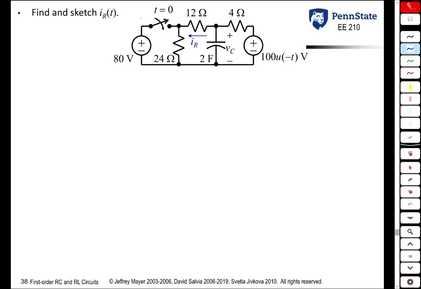In today's video lecture, we're going to finish the packet of notes dealing with RC and RL transient circuits. The first thing we're going to do is revisit the problem that we just looked at.